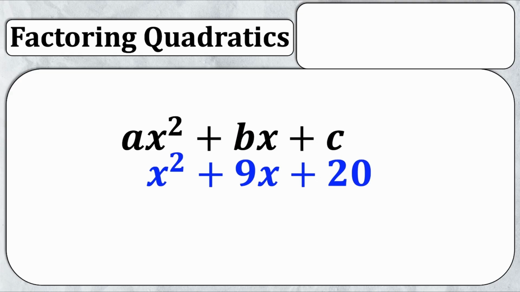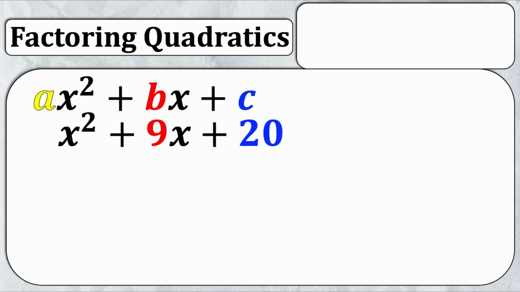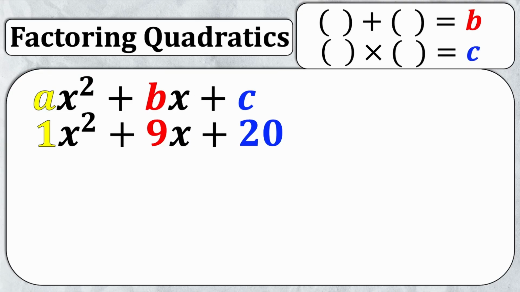Now you'll notice that the b and the c are accounted for, but the a doesn't seem to have a value in front of the x squared. And when this happens, it's actually an invisible 1, so you don't notice it. However, when a is 1, often you'll be able to use something called the product sum method. And what this means is that the factors will add up to b and they'll multiply out to c. So in this case, you can see that b is 9 and c is 20.